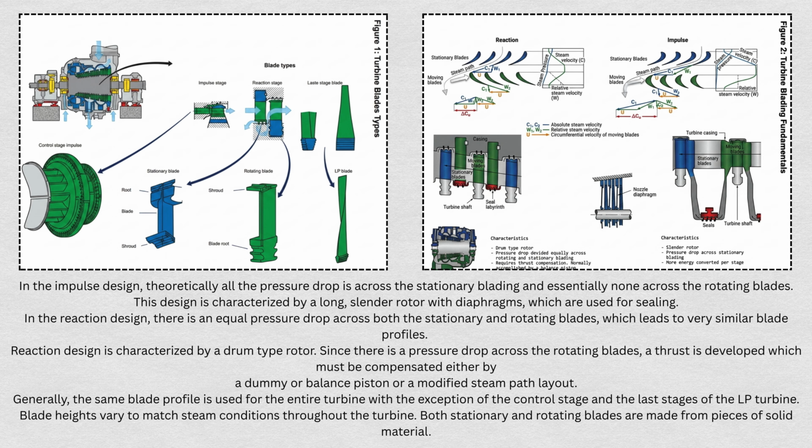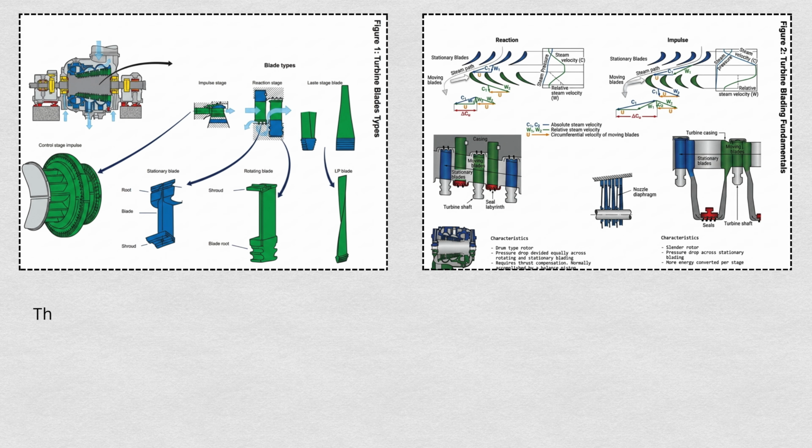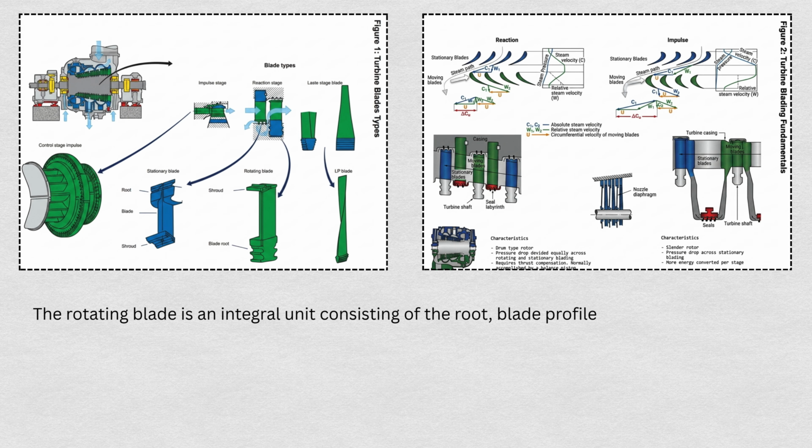Generally, the same blade profile is used for the entire turbine with the exception of the control stage and the last stages of the LP turbine. Blade heights vary to match steam conditions throughout the turbine. Both stationary and rotating blades are made from pieces of solid material. The rotating blade is an integral unit consisting of the root, blade profile and shroud.